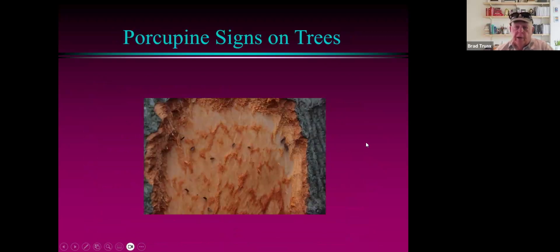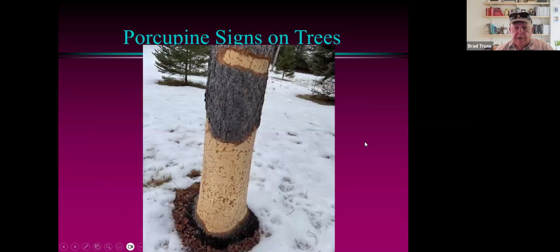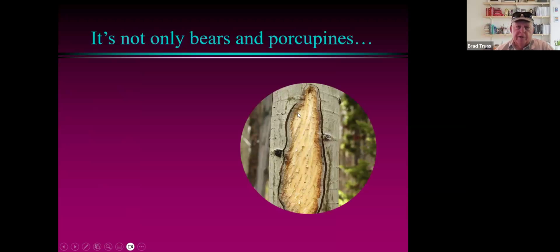Porcupines also remove the bark from trees. This is showing what a porcupine has done to this tree. And it's not only bears and porcupines that can leave bare spots on trees.